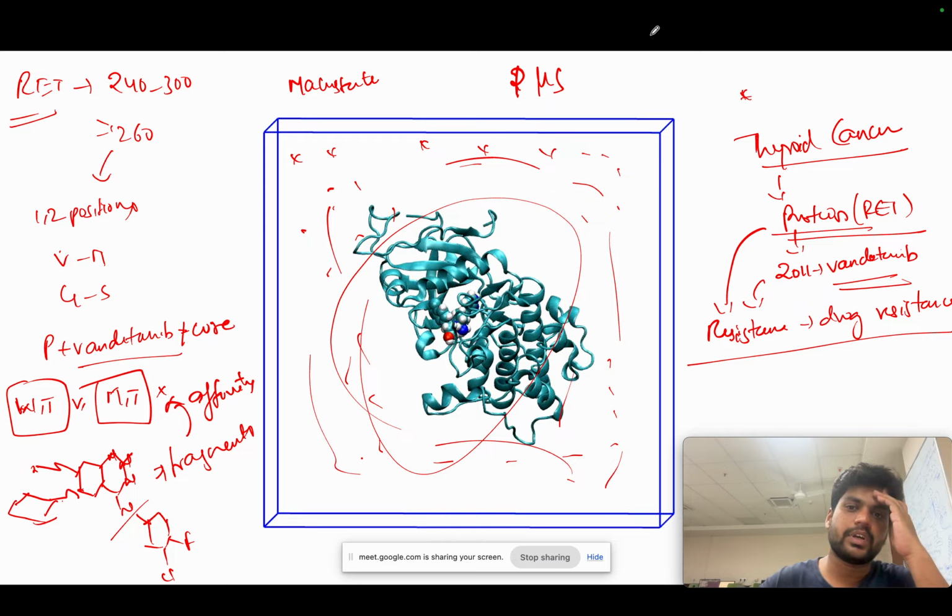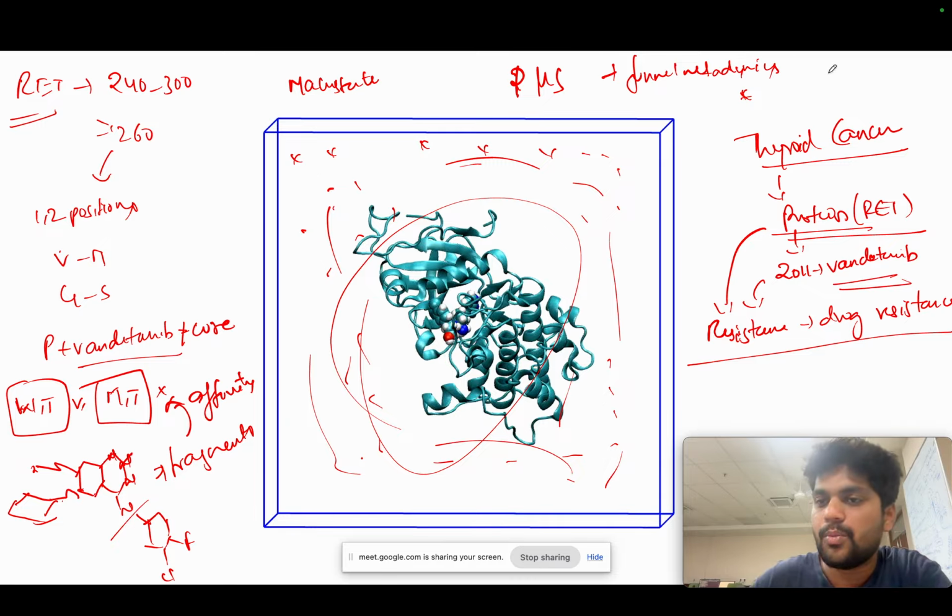What I found out was that I applied the funnel metadynamics. What we are saying is how much time the drug is binding in the region and coming out of the region. I will explain that later. So we got the IC50 values, I mean, we got the binding affinity values.